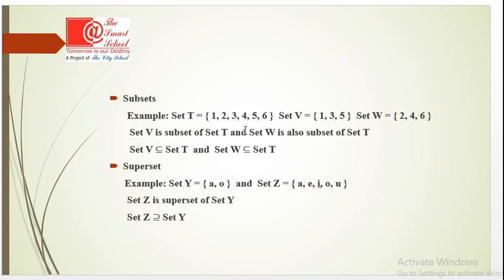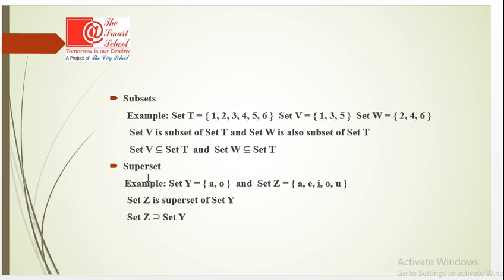Now subsets. When each element of a set is also an element of another set, it is called a subset. For example, set T has elements 1, 2, 3, 4, 5 and 6. And set V has elements 1, 3 and 5. Set W has elements 2, 4 and 6. So we can say set V is a subset of set T and set W is also a subset of set T. And we will write it as set V is a subset of set T and set W is a subset of set T. So this is the symbol of subset.